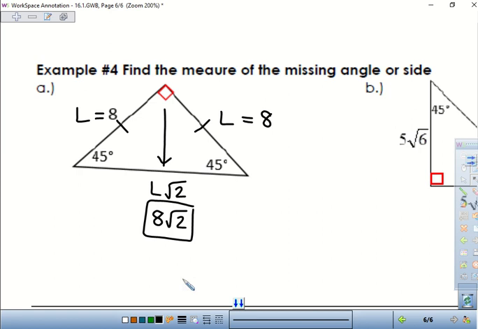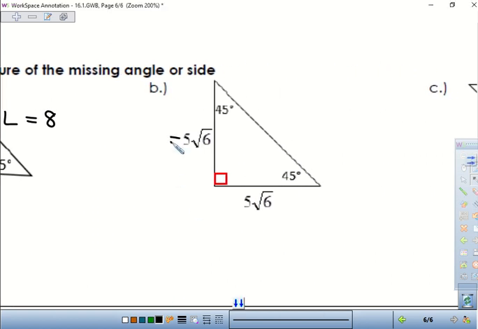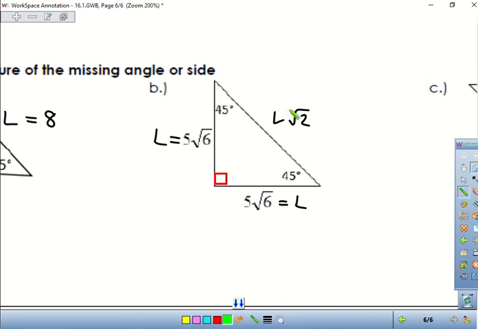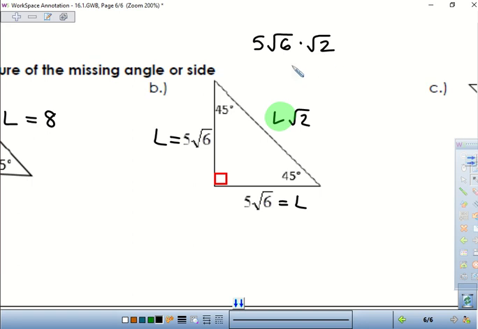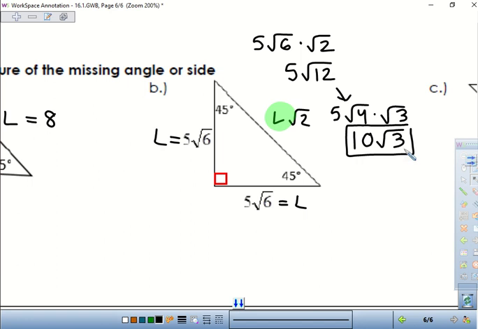Make sense? All right. Now over here, we know that the two legs are L, which means this is L radical 2. So since I know what L is, I can just plug it in. I can plug L into this formula right here and get what that side is, right? So this side would just be equal to 5 radical 6 times what? Radical 2, which gives me 5 radical 12. What can I break up radical 12 into? Good, radical 4 times radical 3. What is the square root of 4? What's 2 times 5? So the answer is 10 radical 3.